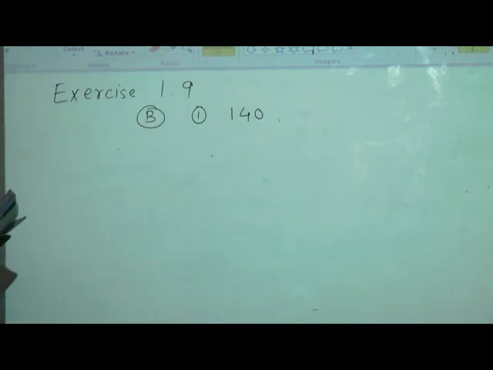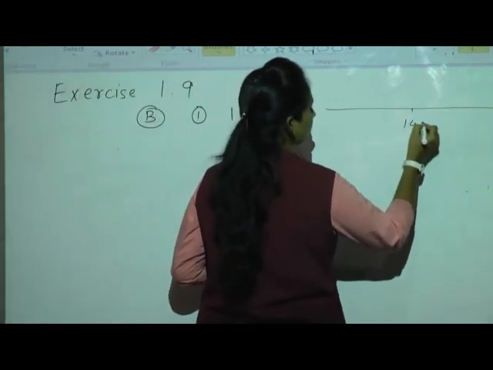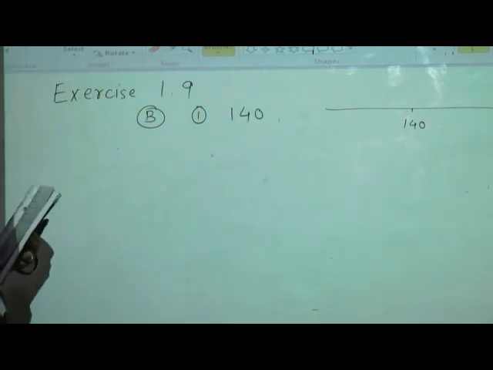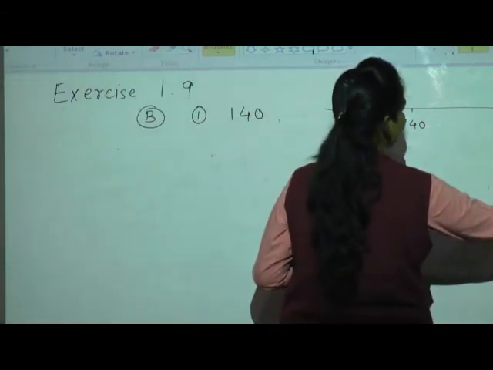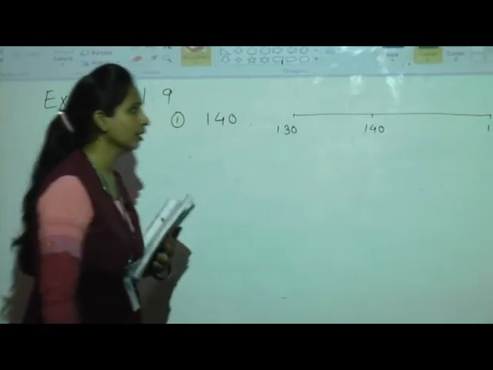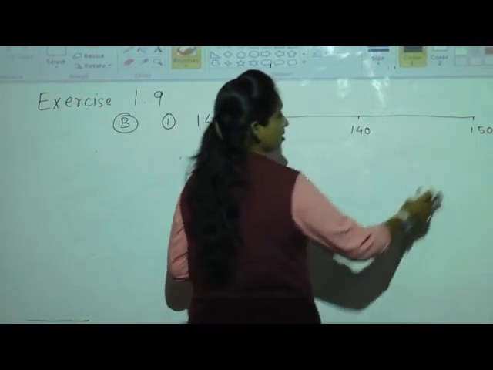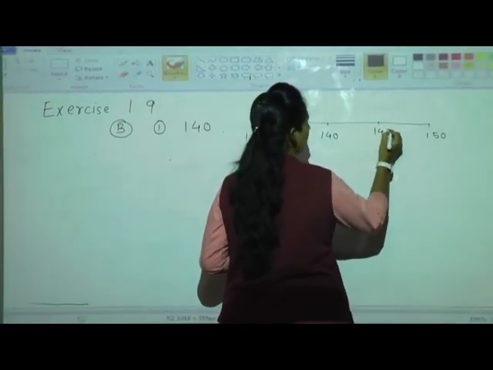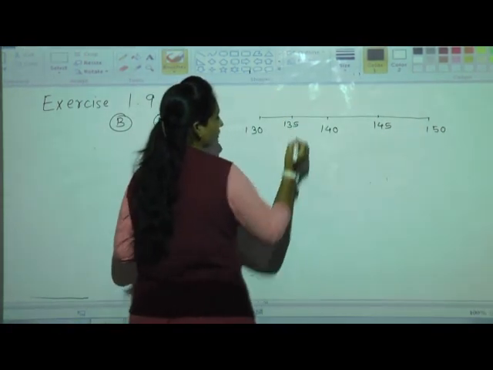140. Okay. Let me place this number on a number line. Now see, 140 is there. What numbers will come around this 140? If I go with multiples, here 150 will come and here 130 will come. Now see, between these two numbers is the nearest tens. Between 140 and 150, what will come? 145. And between 130 and 140, 135.